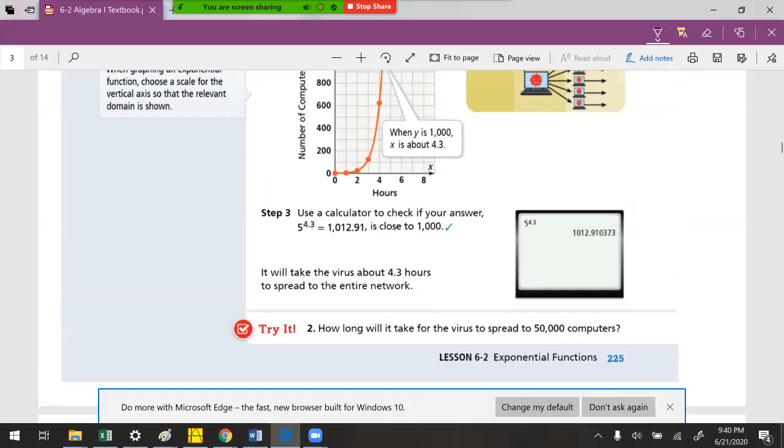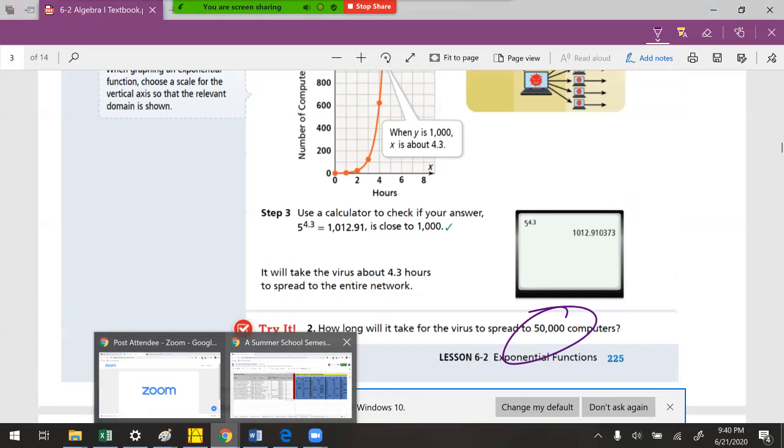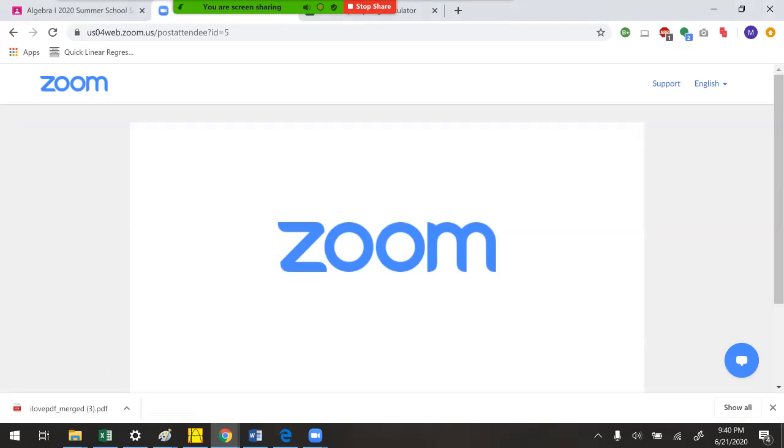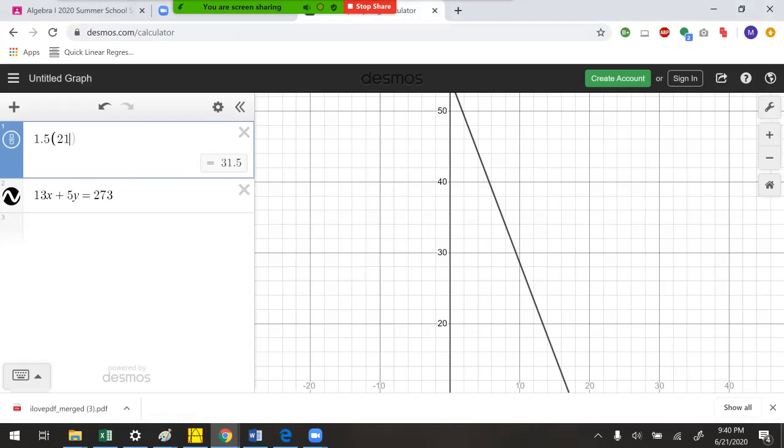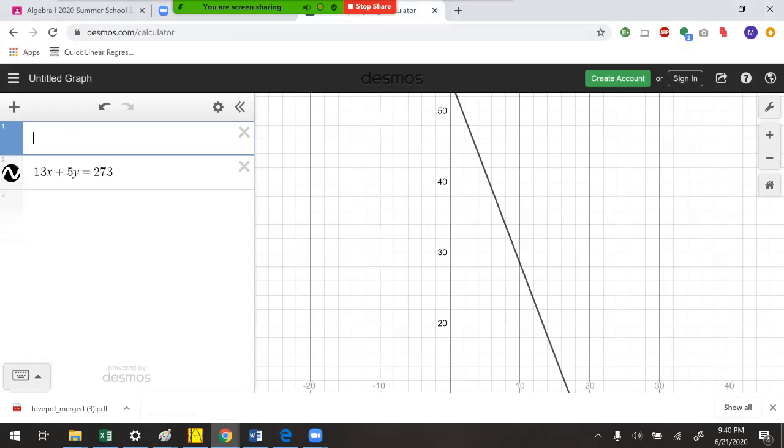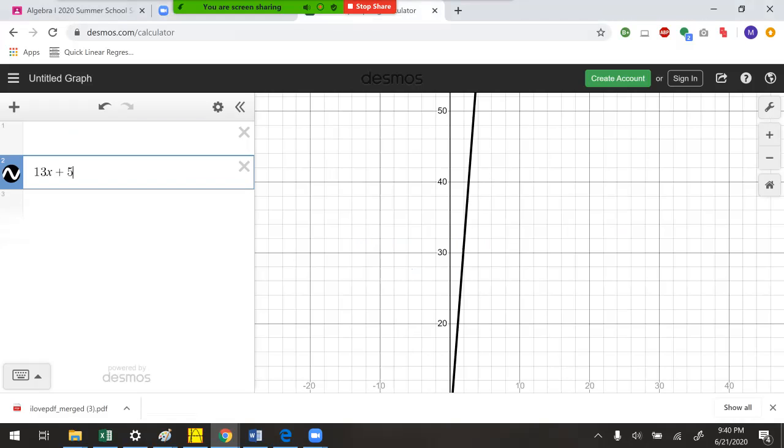So let's do this. Let's figure out how it's going to make 50,000. Let's use good old Desmos to figure this out. Is there Desmos here? There is, how about that. So let's figure out when it's going to be 50,000.